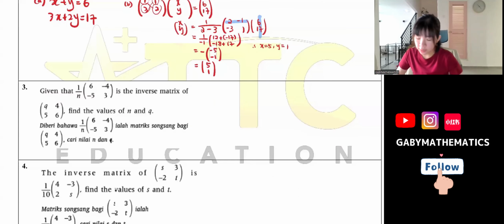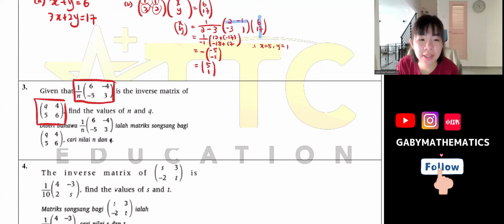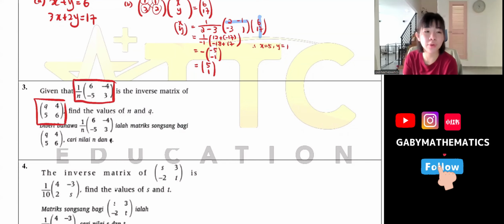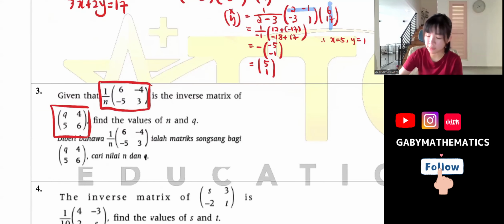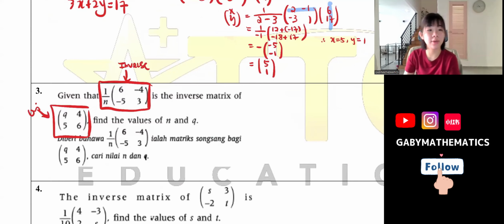Okay, number 3. They say this is the inverse matrix of this. Find the value of n and q. Can anybody tell me what is q? You just need like 1 second to tell. They say this is the inverse. If this is the inverse, then this will be the original. So can you tell what is q?